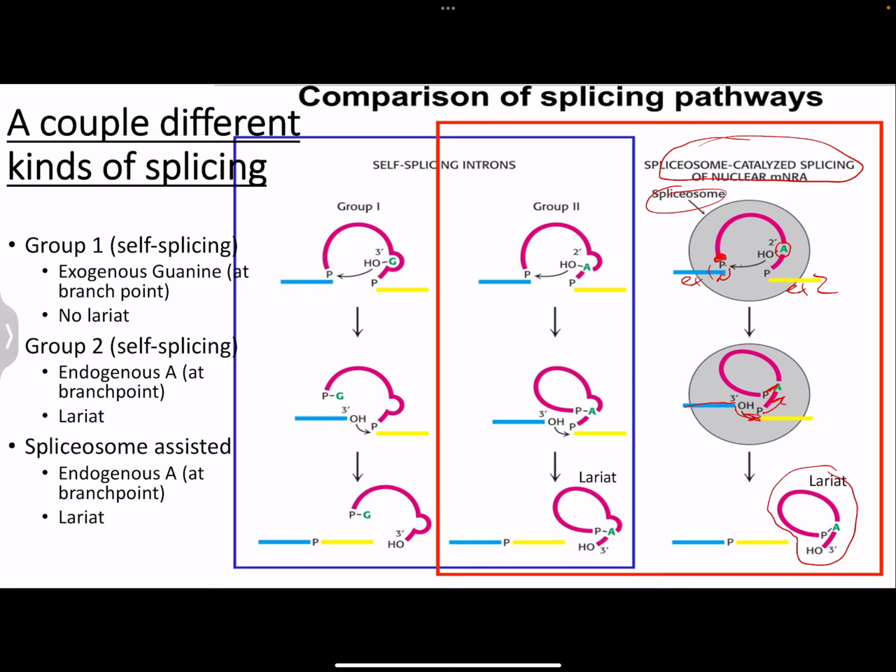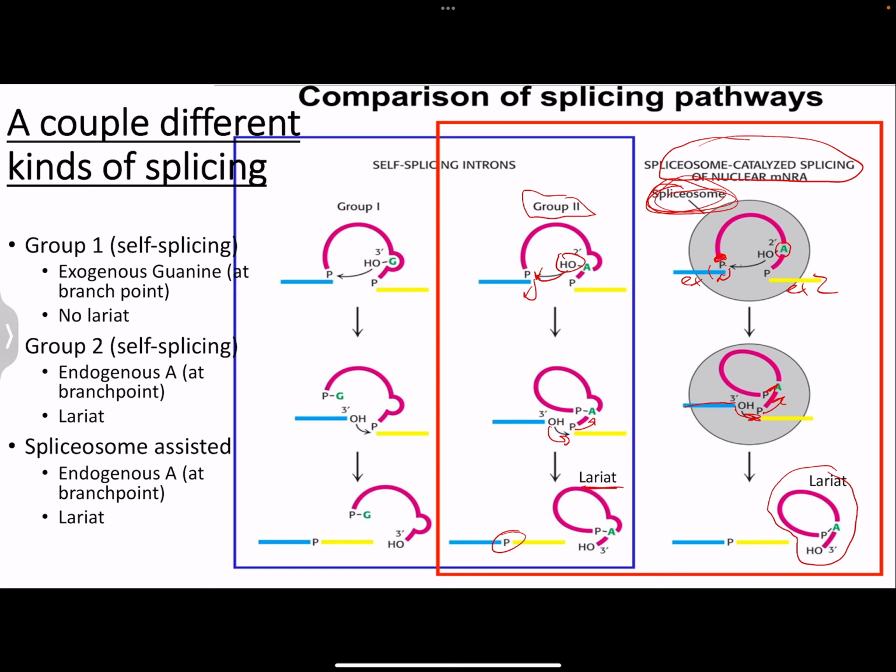This is the exact same as group 2 self-splicing introns, except we do not have a spliceosome. It's the exact same thing over here. This attacks there. We get a leaving group. The thing that just left now is attacking exon 2. It's connecting to exon 2, but it's causing this to leave in the process. And again, we get a cyclical lariat.